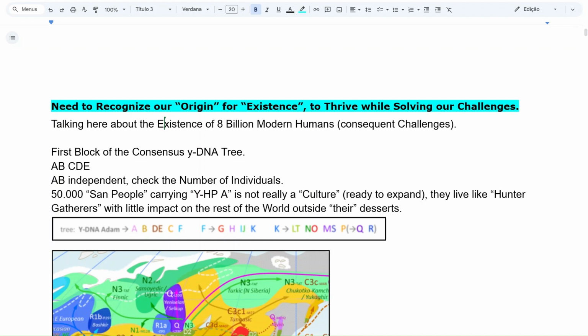and we're not thriving. In fact, we're challenged. The existence of these 8 billion modern humans is challenged. And so we have to find a way to thrive and solve our challenges. And we claim that by looking at our origin, we will see how they existed and see what we have to learn to exist in modern times, to thrive and to solve our challenges.